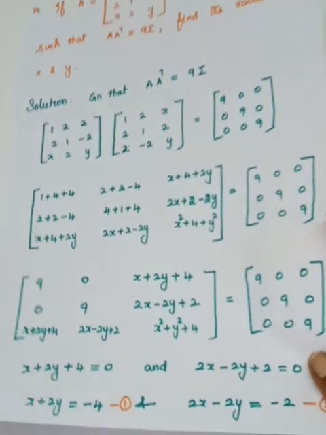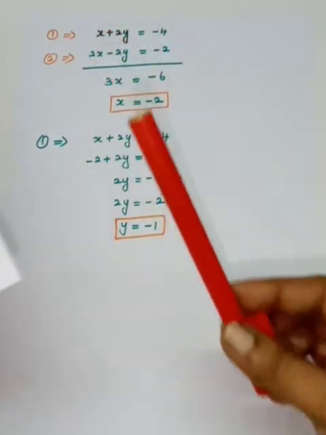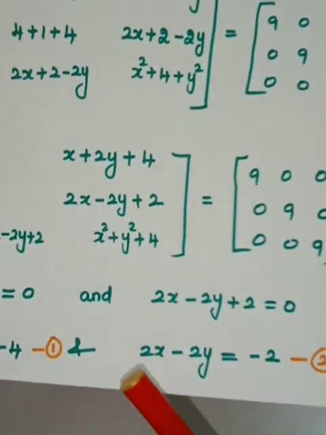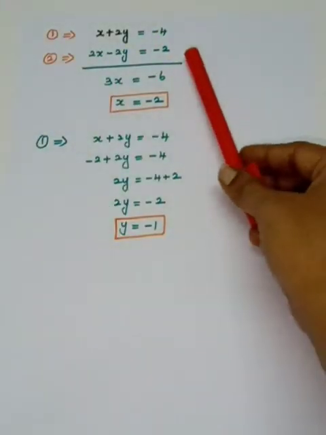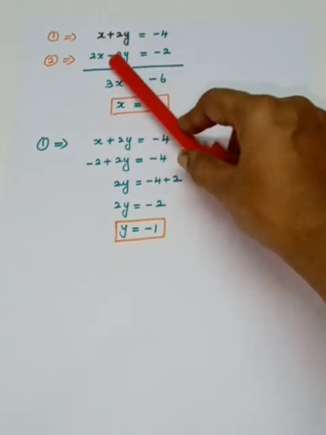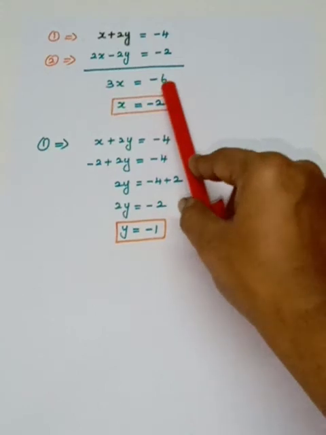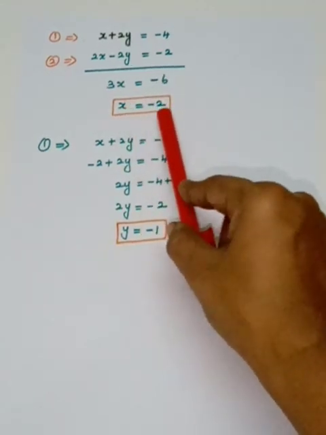So the first equation is x plus 2y is equal to minus 4. And the second equation is, what is it? 2x minus 2y is equal to minus 2. So you just add these two, plus 2y and minus 2y get cancelled. x plus 2x is 3x. 3x is equal to minus 6. So x is equal to minus 2.